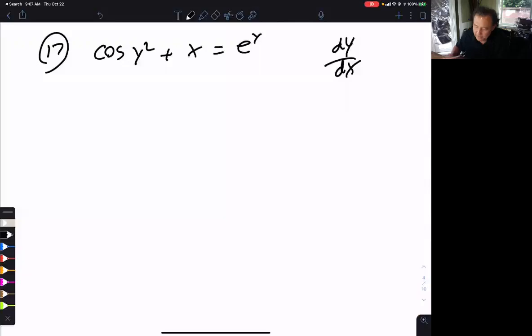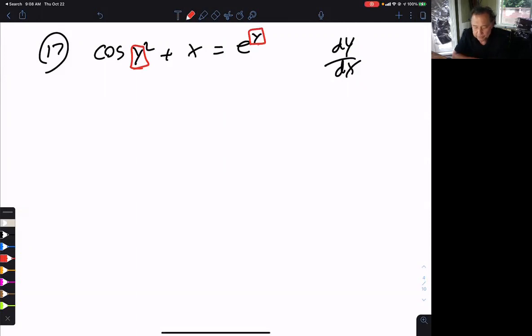All right, number 17. We're looking for dy dx. X is our variable. Y is our function. The top one's always our function. Therefore, this y is a box. That y is a box.